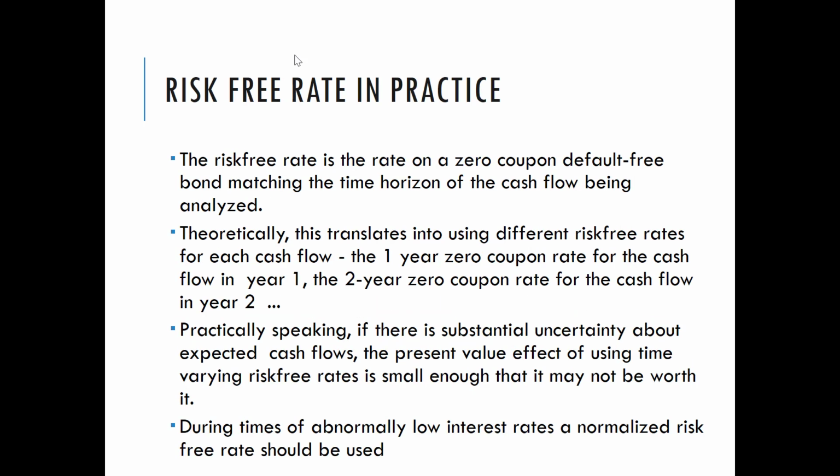So in practice, risk-free rates usually mean a government bond, essentially a zero coupon default-free bond matching the time horizons of the cash flow being analyzed. Technically, if you're thinking about a discounted cash flow model which has multiple periods, 1, 2, 3, 4, 5, 6, in theory you should be using a 1-year government bond for the first one, 2-year, 3-year, 4-year, 5-year.